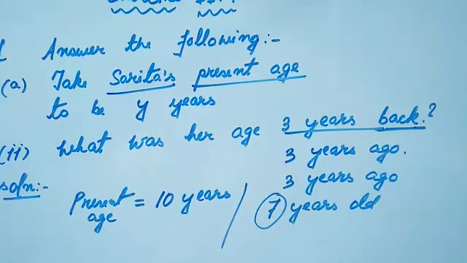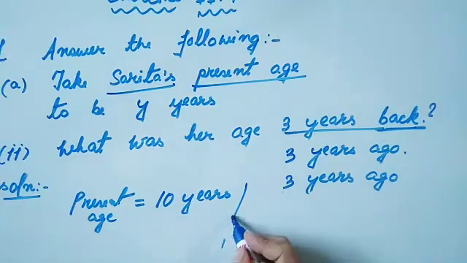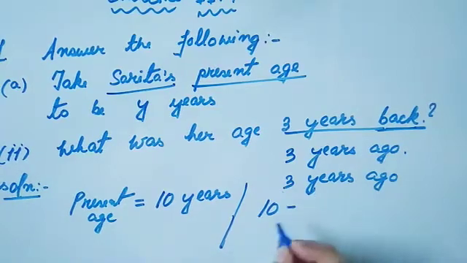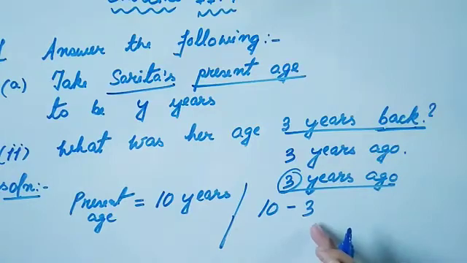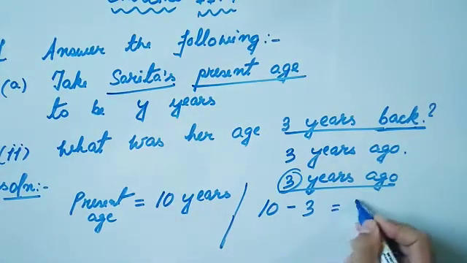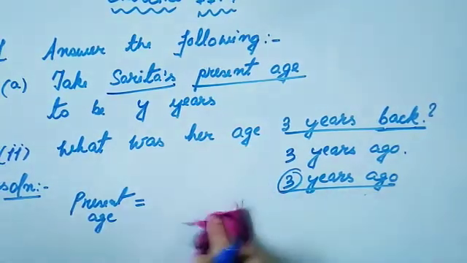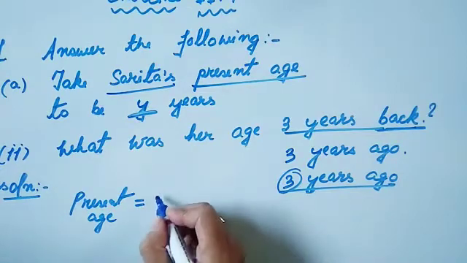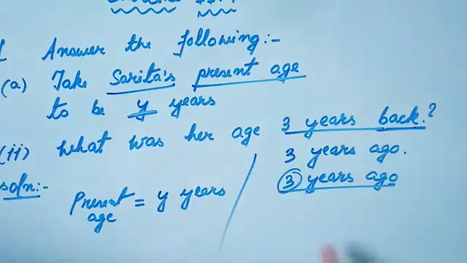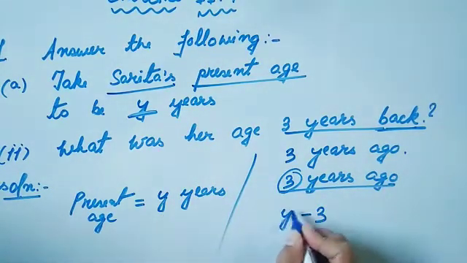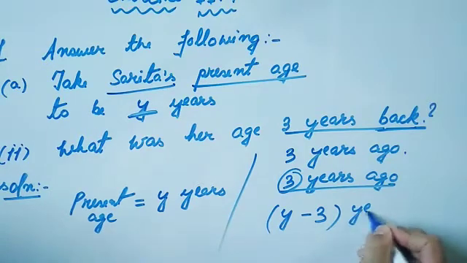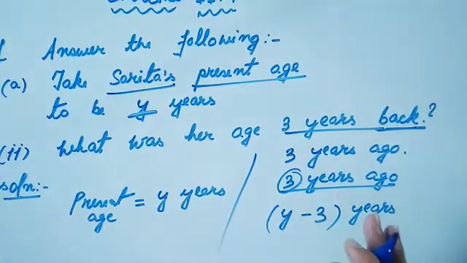So how do you get this answer 7? It is very simple, right? Your present age, that is 10, minus 3 years ago, that is 3. So 3 will be subtracted from your present age, and you got the answer 7. Similarly, in the question, the present age of Sarita is Y years. We have to find the age of Sarita 3 years ago, so 3 will be subtracted from the present age. So our answer will be Y minus 3 years. The age of Sarita 3 years ago will be Y minus 3 years.